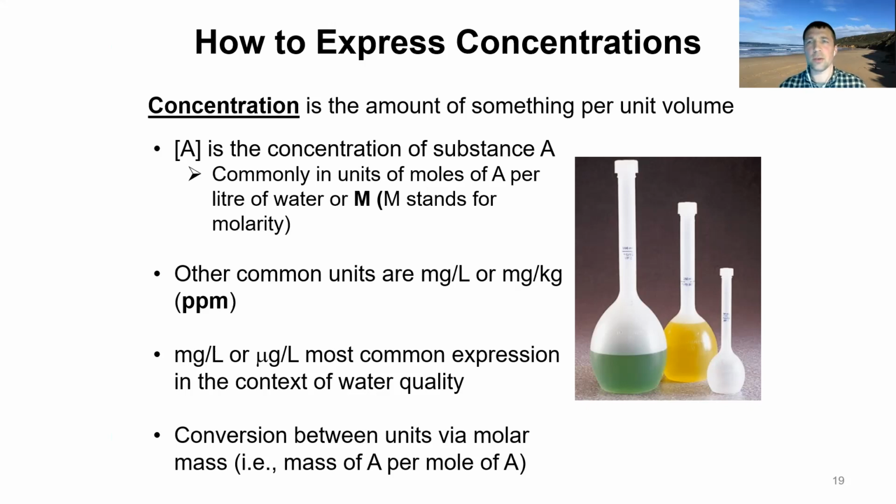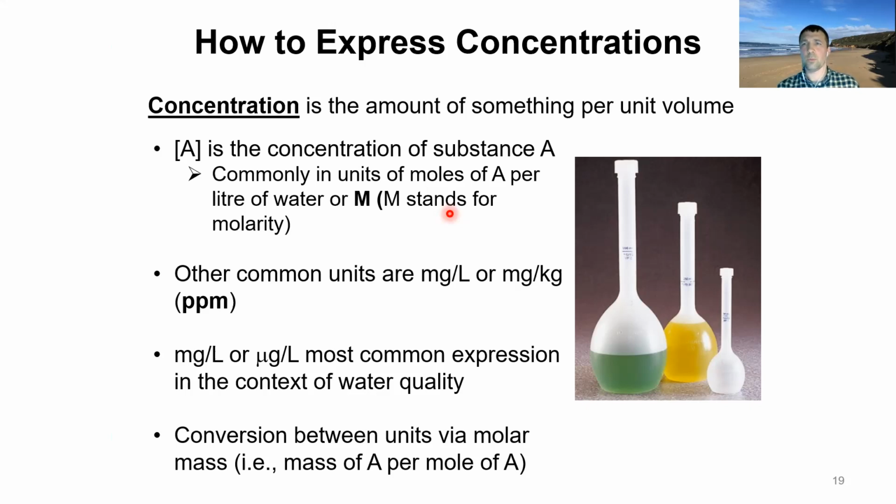There's a few units that you'll see. Sometimes concentration is abbreviated with these brackets. Here we have a bracket around A. That means the concentration of substance A, or whatever it is. We tend to deal with units of, well, chemists really like molarity, which is abbreviated as capital M. Molarity is the number of moles of a substance per liter.